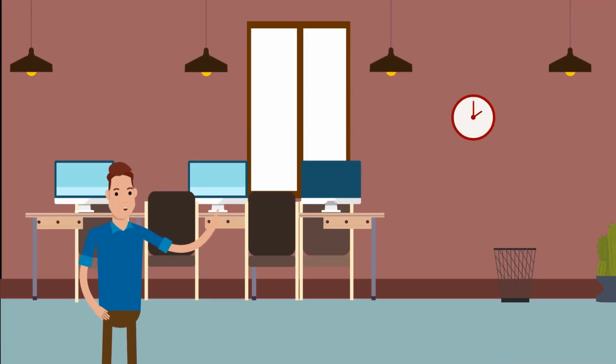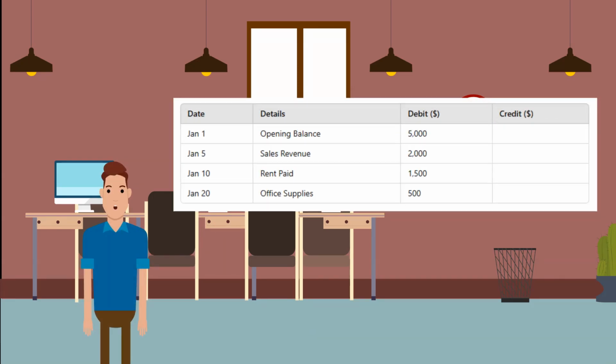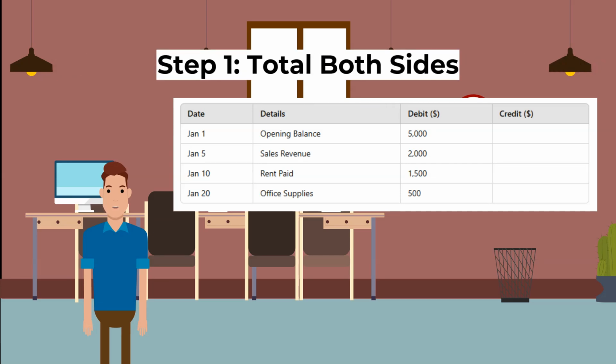Let's break this down with an example. Suppose we have a cash account that tracks money coming in and going out. Now, let's balance it step by step. Balancing an account involves 3 key steps. First, add up the debit and credit sides separately.